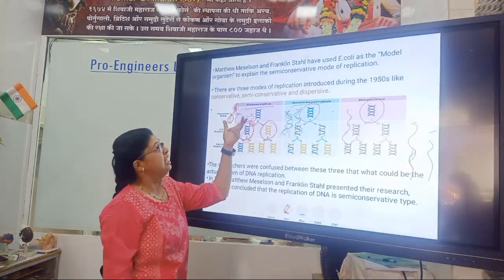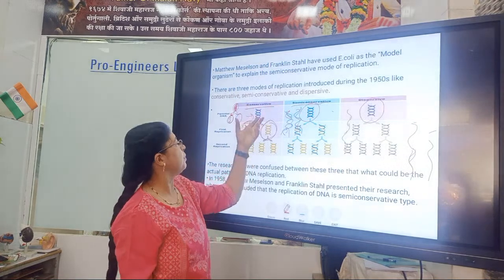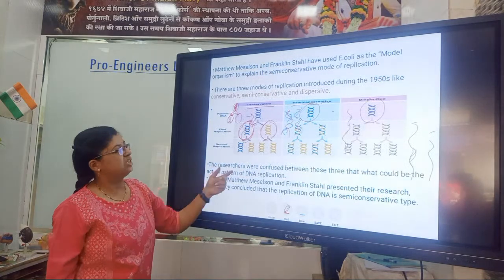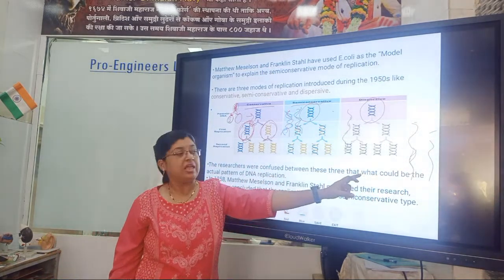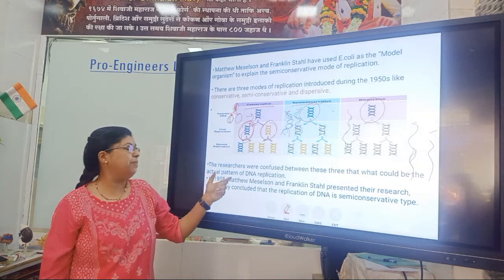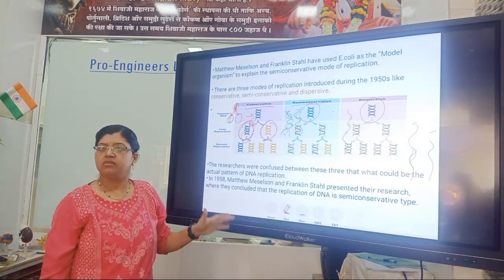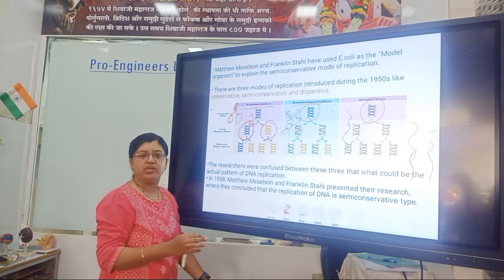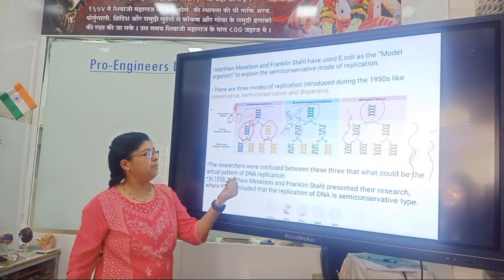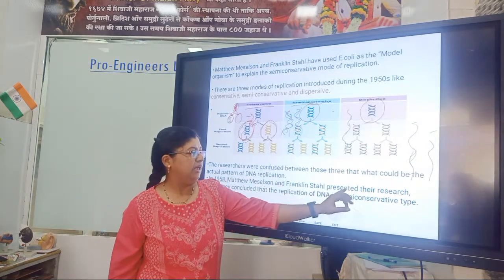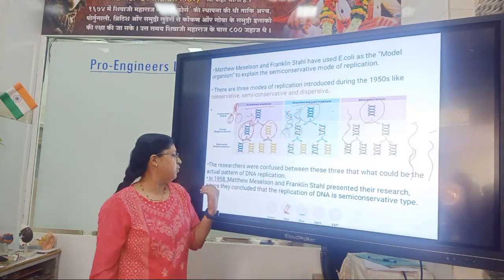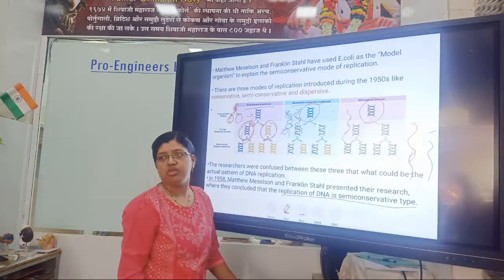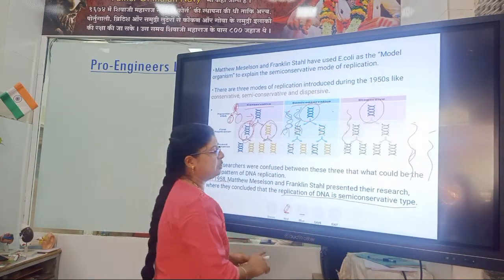These are the three modes of replication: conservative, semi-conservative and dispersive. The researchers were confused between these three about what could be the actual pattern of DNA replication, because there are three modes and which one is the correct one? So in 1958, Meselson and Franklin Stahl presented their research, where they concluded that the replication of DNA is of the semi-conservative type. Let's see the experimental confirmation.